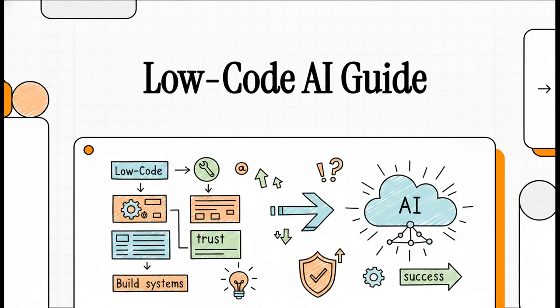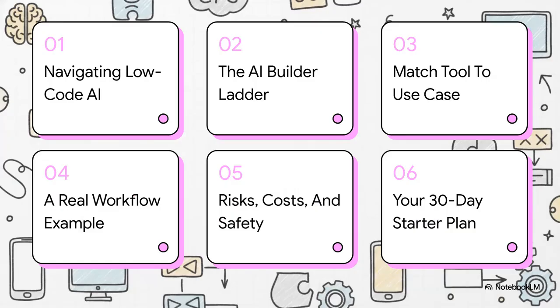Today, we're unpacking the non-developer's guide to low-code AI tools and workflows. We're going to cut right through the hype and give you a really clear, structured framework for choosing the right tools safely. We'll look at what actually works, what absolutely fails, and how you can start building systems that you can genuinely trust. Here's our roadmap for this explainer.